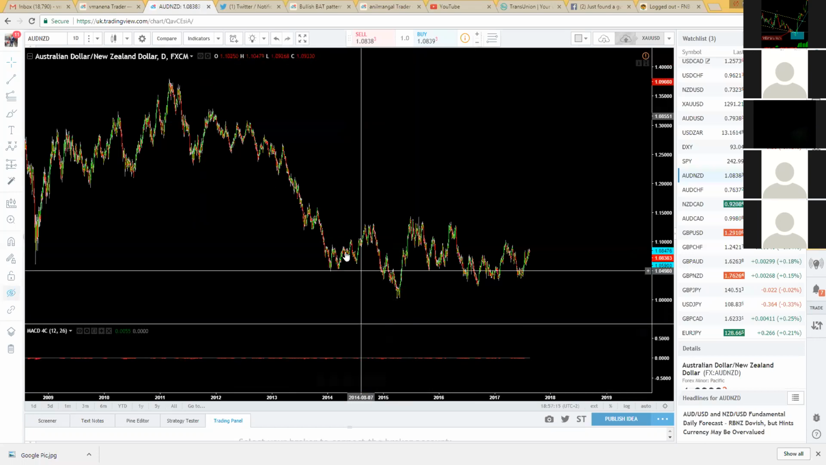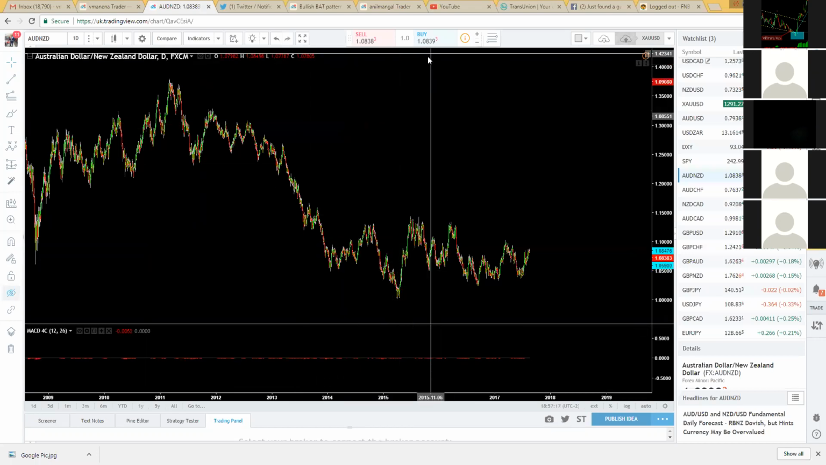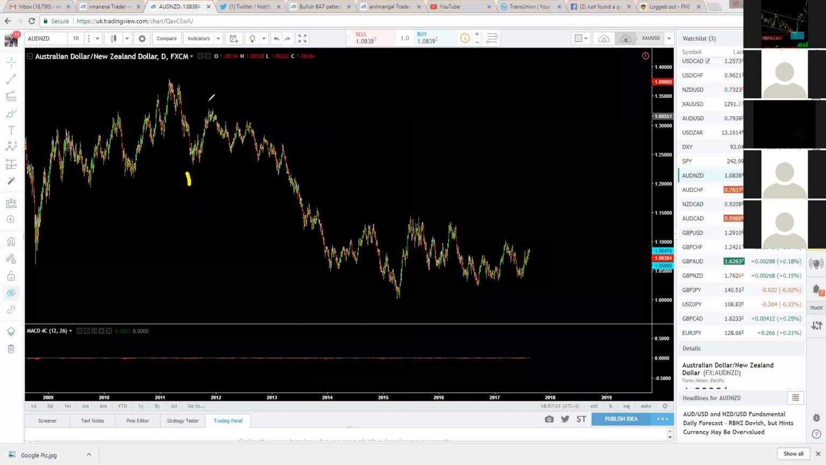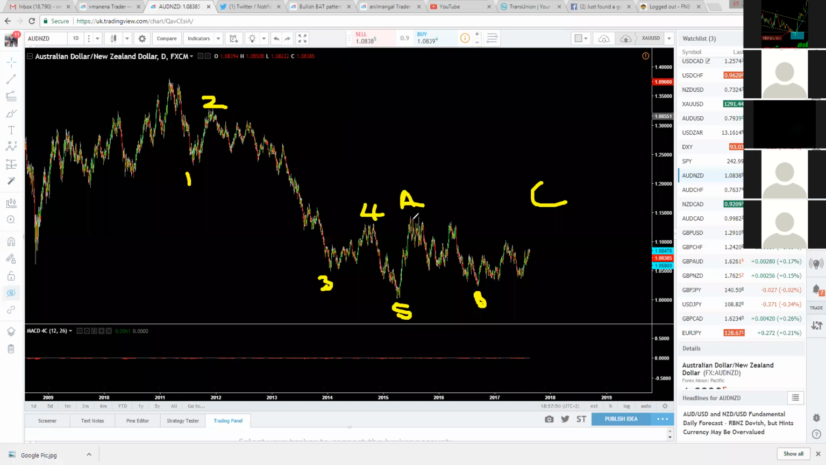So that's our impulse. You can see our impulse. And if we were to label this impulse, it will give us wave 1, wave 2, wave 3, wave 4, wave 5. After wave 5, what do we get? We get an A. After an A, we get a B, and then a C, right? So let's look at what's happening in that correction, because this is where all the mess is. We need to know when this correction is going to end. Okay, what happens here? Let's see.